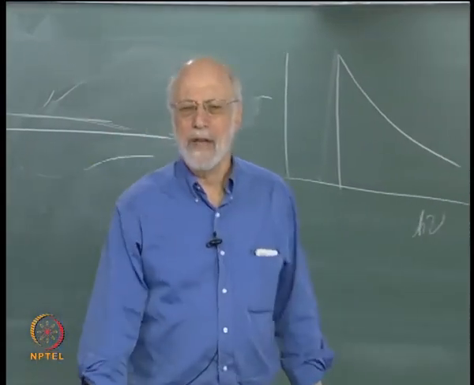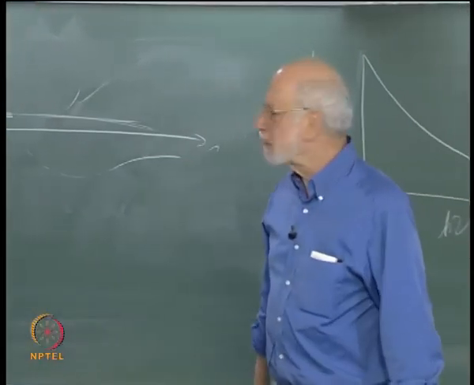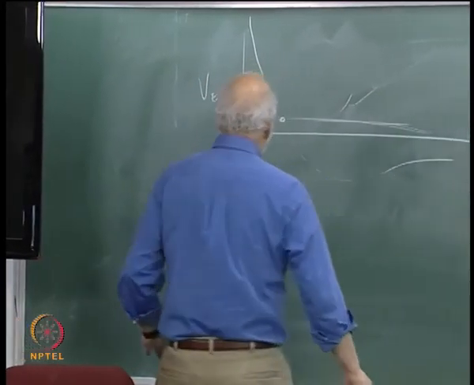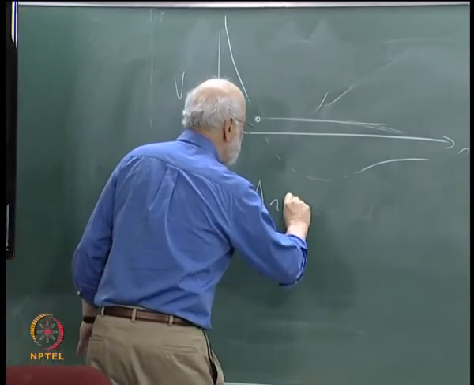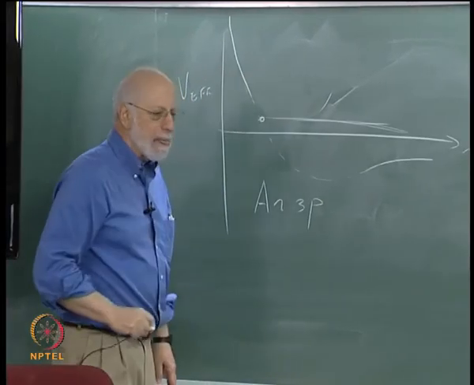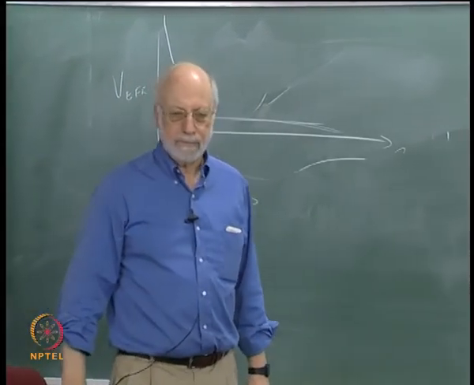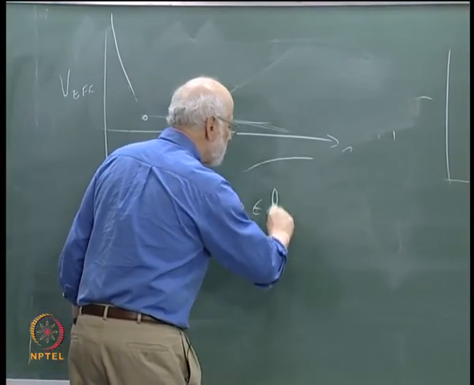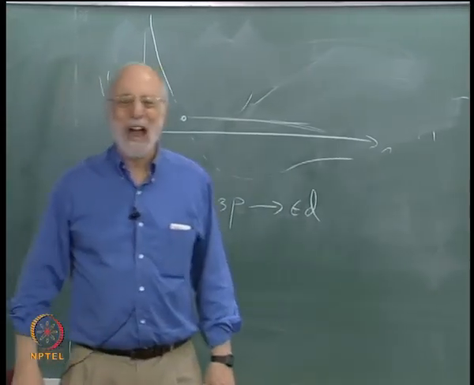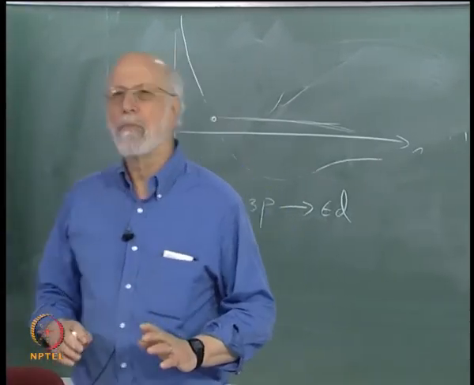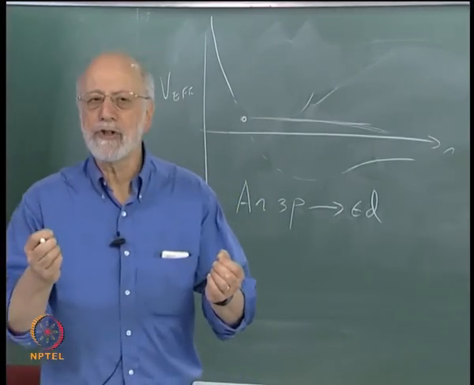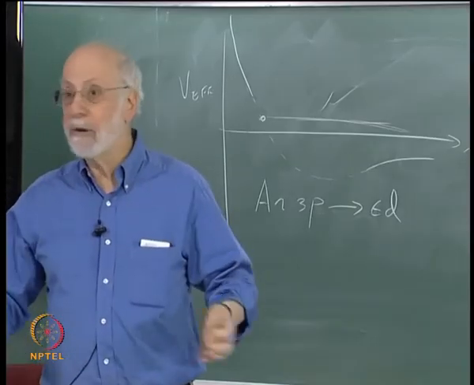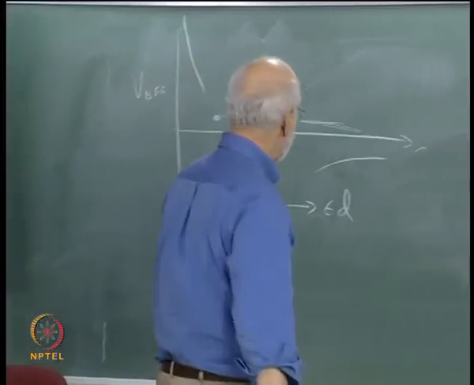What is the consequence of that? Let us consider a particular transition, one that I happen to know about, and we're going to talk about argon 3p. Now, in argon 3p, the major transition is going to be to epsilon d. It turns out that in almost all cases, the major transition is L to L plus 1, as opposed to L to L minus 1. Both are allowed. You need to have both, but that's the major transition.